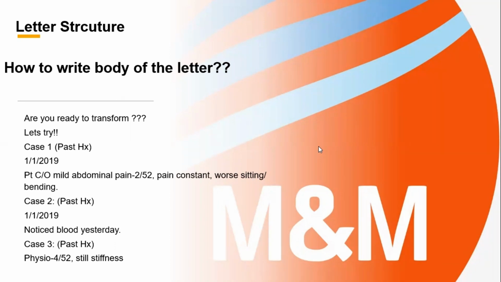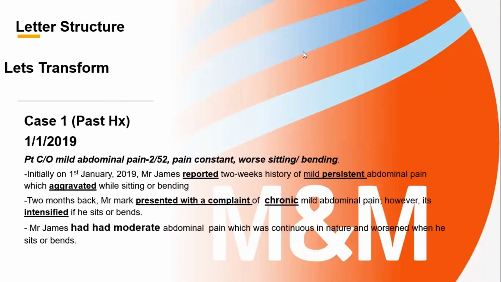He presented with mild persistent abdominal pain, which is aggravated while sitting or bending. Yesterday he had noticed blood in stool. Basically, these are some of the examples we have given to you. Initially, on 1st January 2019, Mr. James reported a 2-week history of mild abdominal pain, which aggravated while sitting or bending, right?